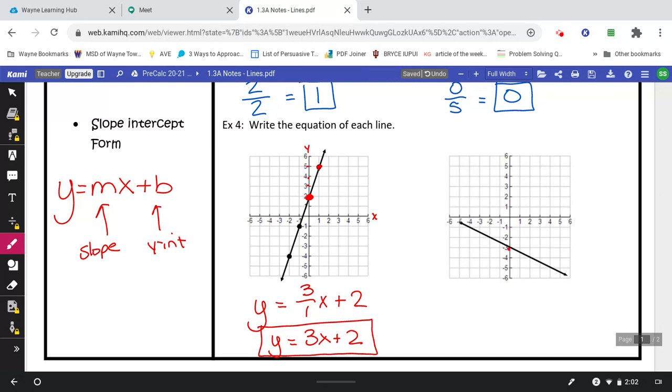Try example 4 on your own. See if you can identify the y-axis intercept, and then count to that next dot and see if you can write the slope. I'll give you just a few seconds.